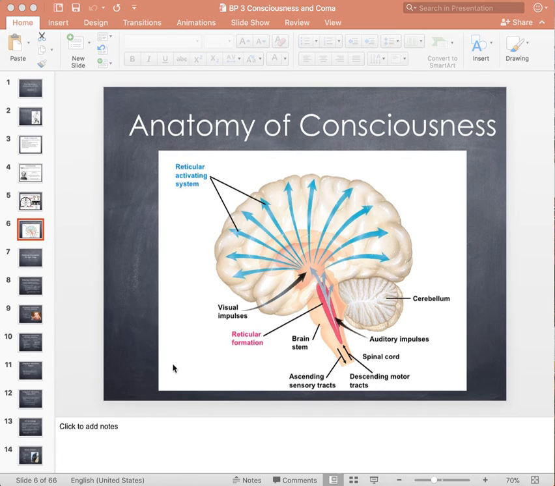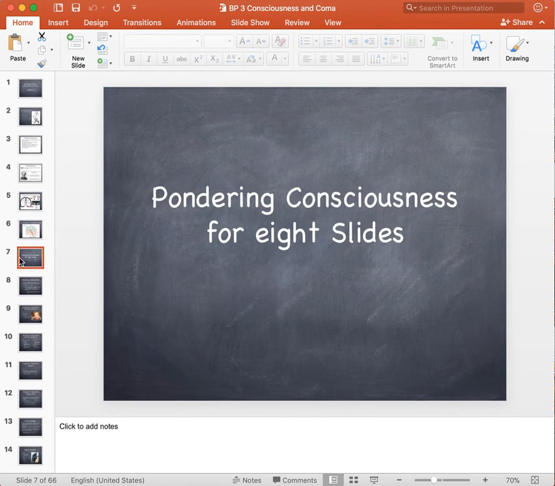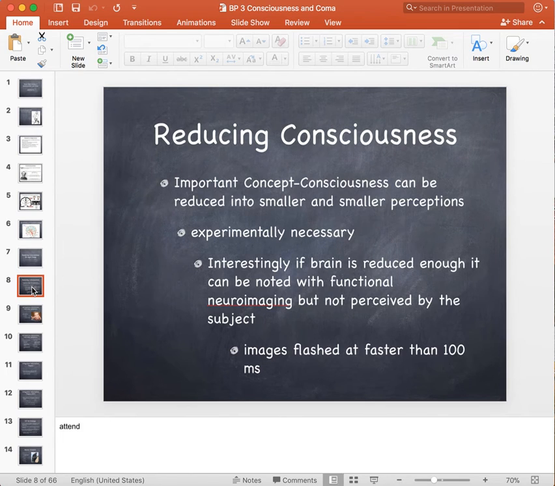But this is just some thoughts I've put together on consciousness, as I've spoken about this before. All right, so pondering consciousness in 8 slides. When neuroscientists have investigated consciousness, unfortunately, this is one of those things where you can't understand it until you reduce it down to smaller concepts.